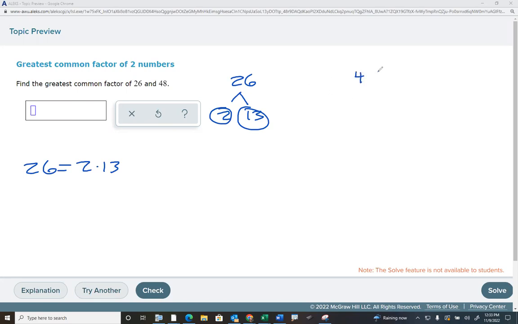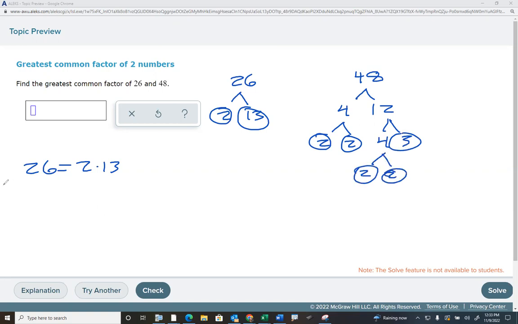Then let's break 48 down. 48 is 4 times 12. 4 is 2 times 2. 12 is 4 times 3. 4 is 2 times 2. So 48 is equal to 2 to the 4th times 3. Looking at the wrong one. So there's 1, 2, 3, 4 2's. That's why we got a 4 right here. Or you could write them all out, and that would be fine too.